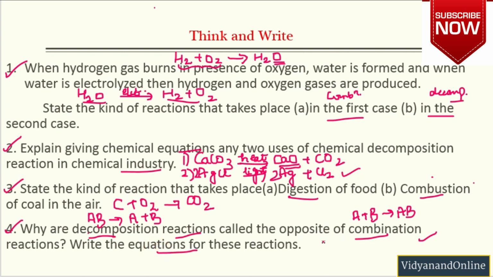So for the combination reaction you can just use this reaction itself, burning of coal, and for decomposition reaction you can use calcium carbonate decomposing into carbon dioxide and calcium oxide by the action of heat. So I hope after going through the session these questions would have become pretty easy for you.